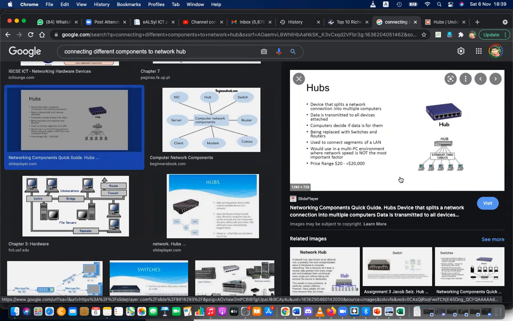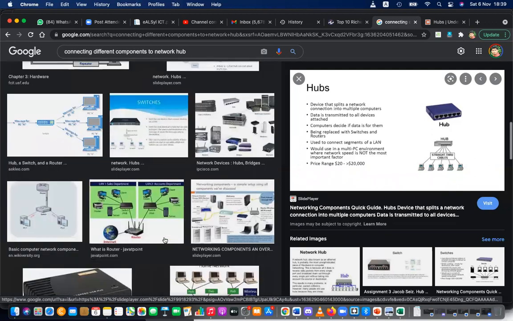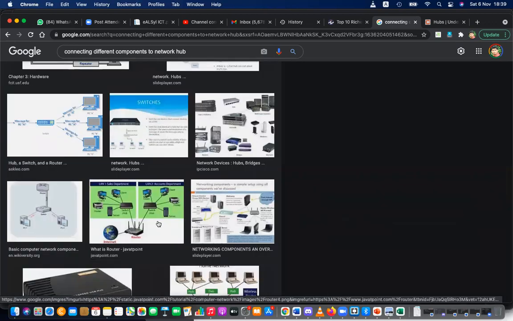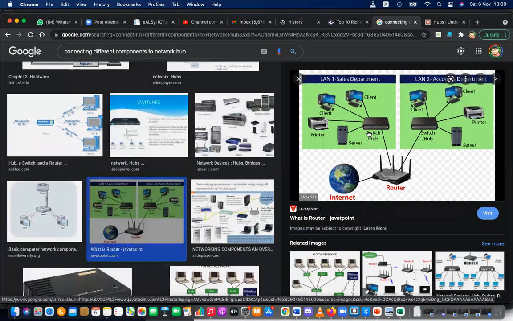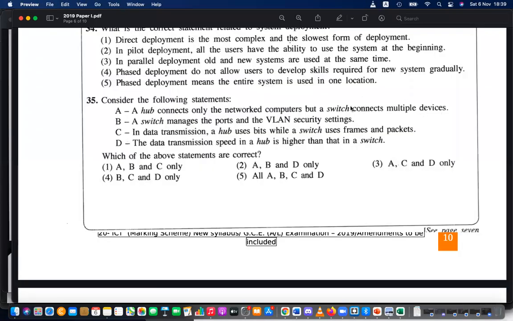Right? Hubs. It's possible to connect other components to a hub, right? So that's why you can see in the diagrams, otherwise these diagrams would not be true, right? You can see servers, printers, you can connect either to a switch or a hub. That is possible. So which is asking false or true? Correct. Then make it correct, have it partially. In the other one, switch manages ports, VLAN security settings.